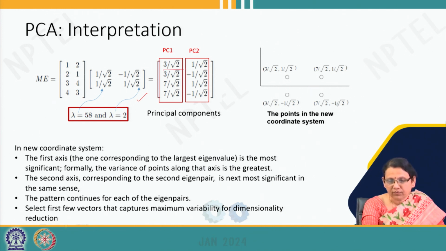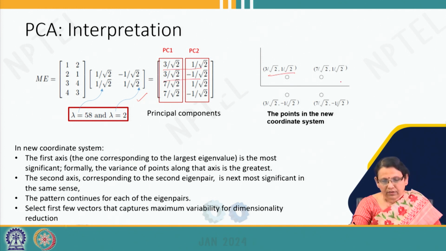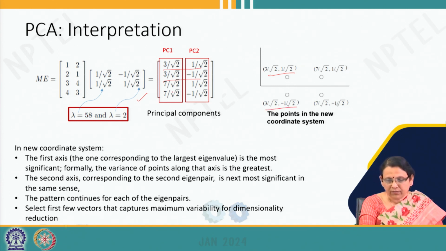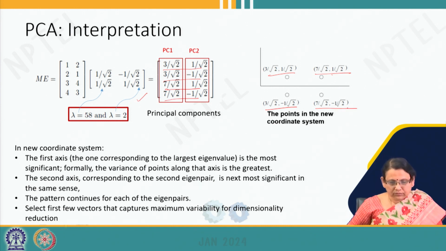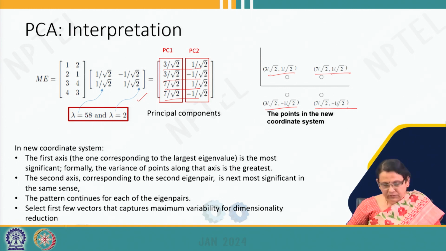Now, this is the first data point, this is the second data point, this is the third data point, and this is the fourth data point. The same observation you can make: the first axis corresponds to the largest eigenvector and variability is the most.